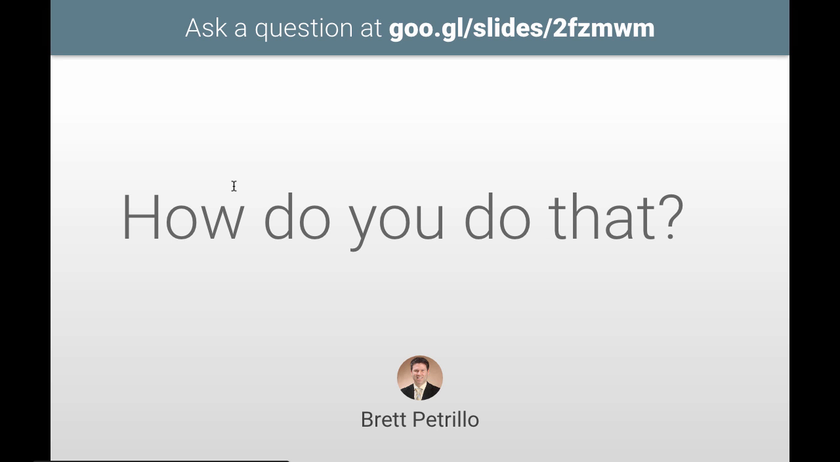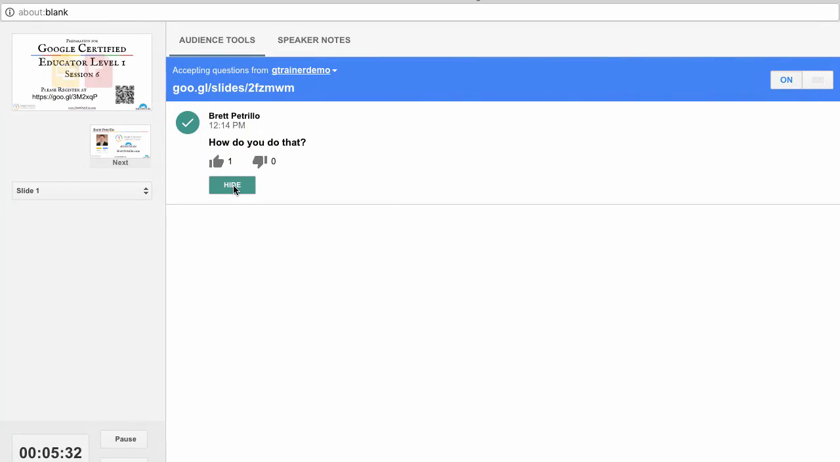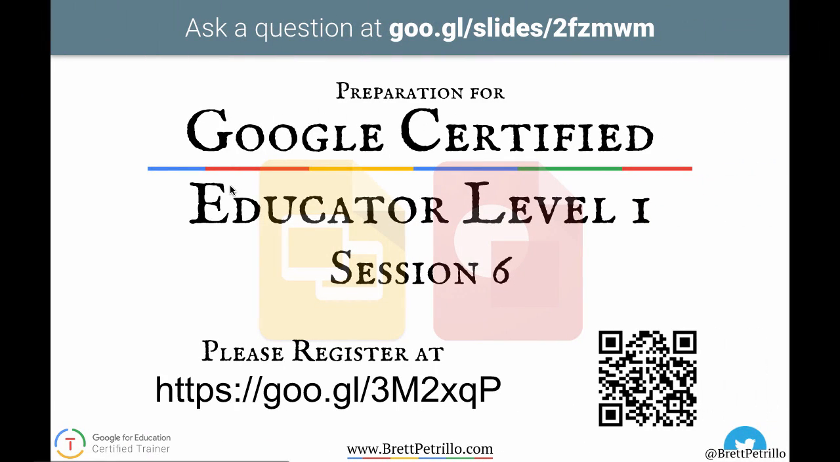They see the question that has been asked. And they see it by the person. If that person didn't hit anonymous, they would then see who asked that question. And that gives you a chance to acknowledge the question and answer it in front of the audience. When you've finished answering the question on your podium computer, you would then just hide it, and it automatically takes you back to the presentation.